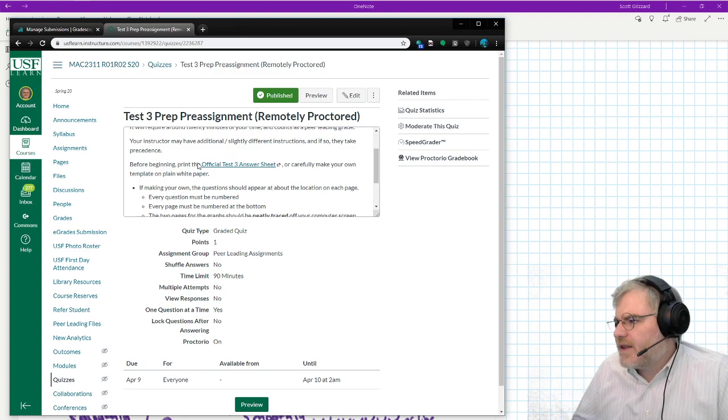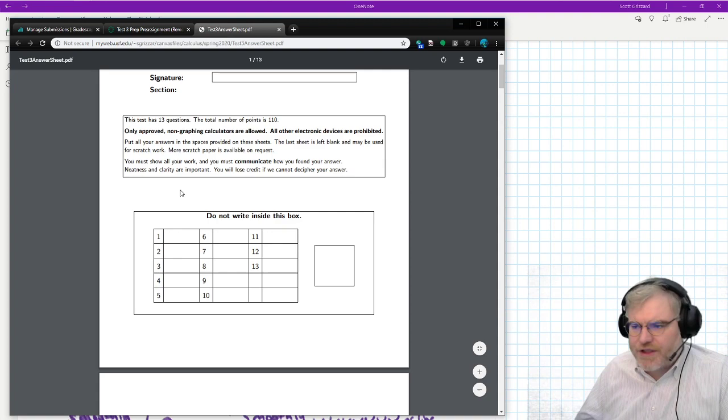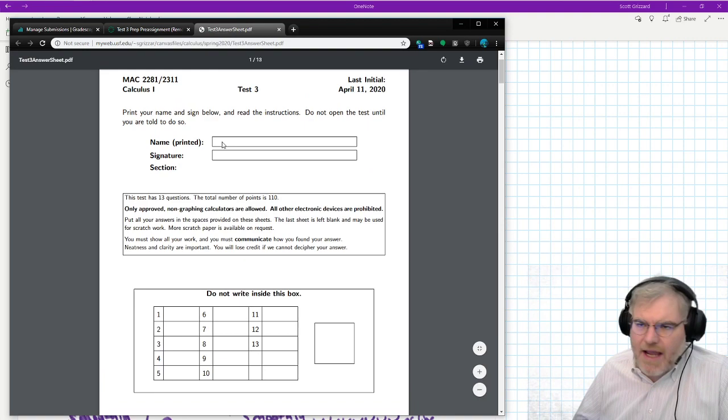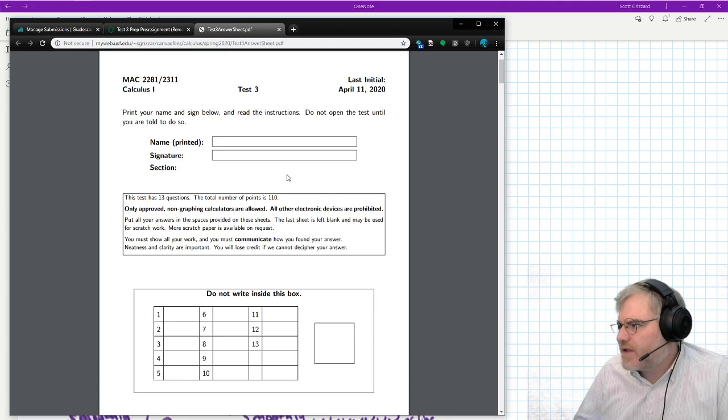So if you click on this link, it will take you to the official answer sheet, and it's changed since last time, but not enough that you need to print it out. You can just make a little notation, okay? They had to change things again. It's inevitable that they want to change things. They love to change things.